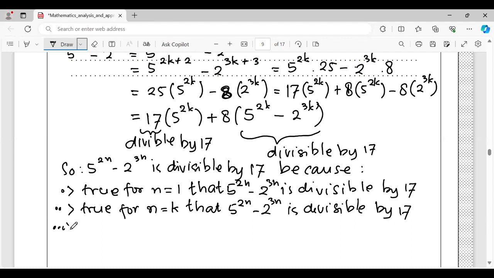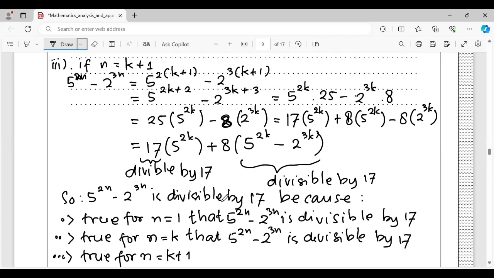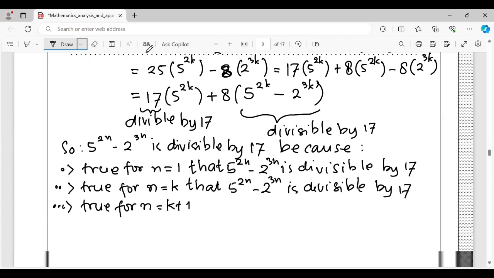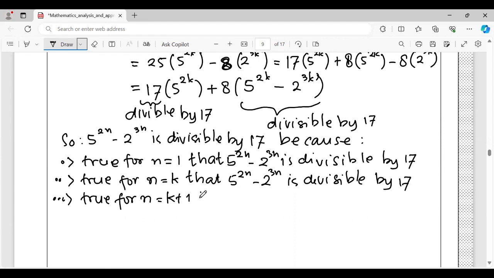And the third, true for n equals k plus 1. This, that 5 power 2n minus 2 power 3n is divisible by 17.